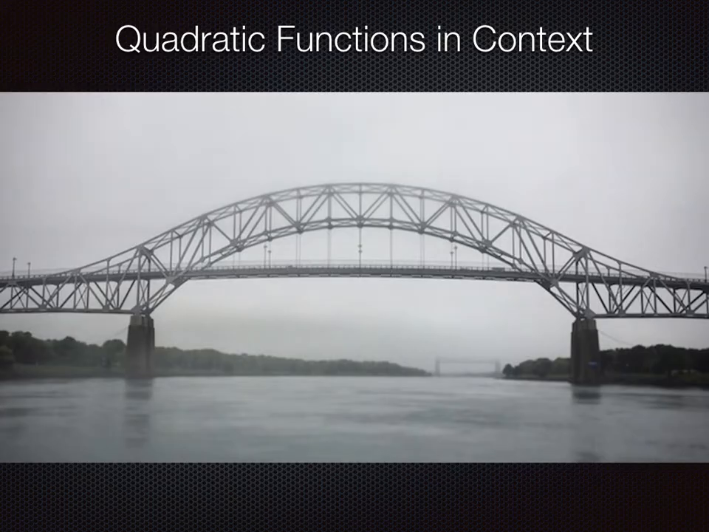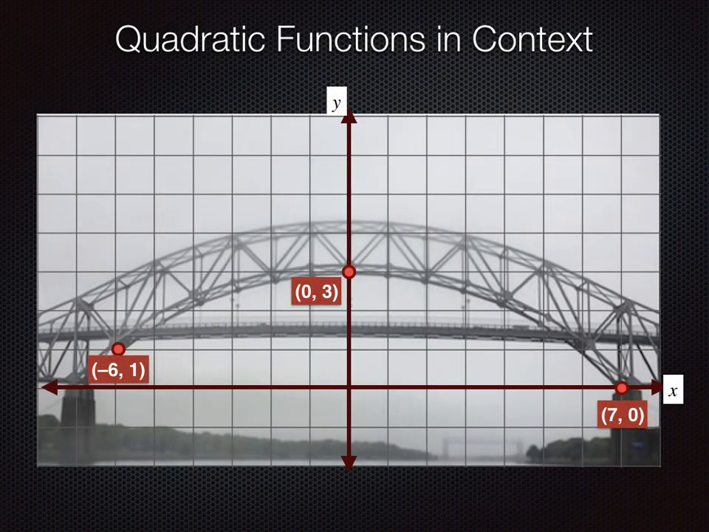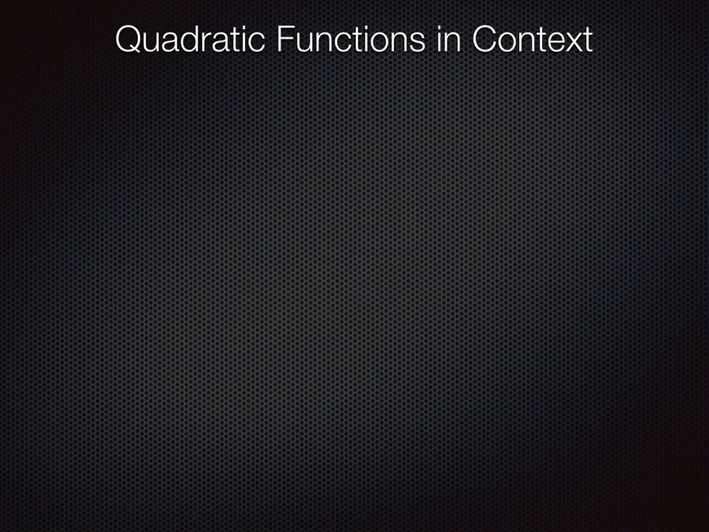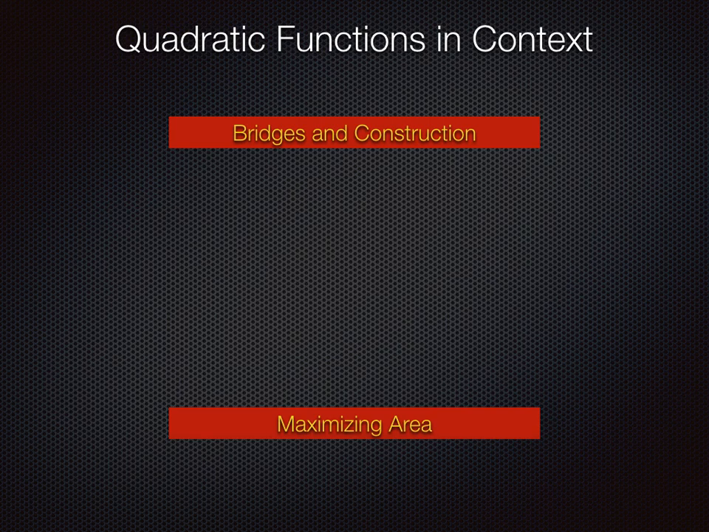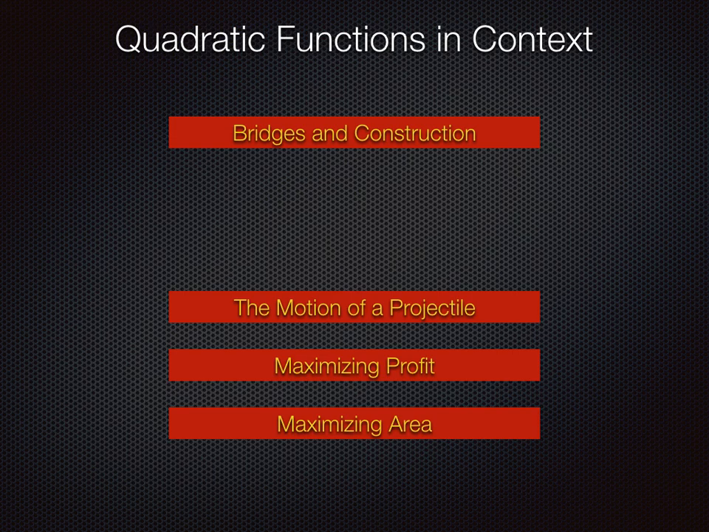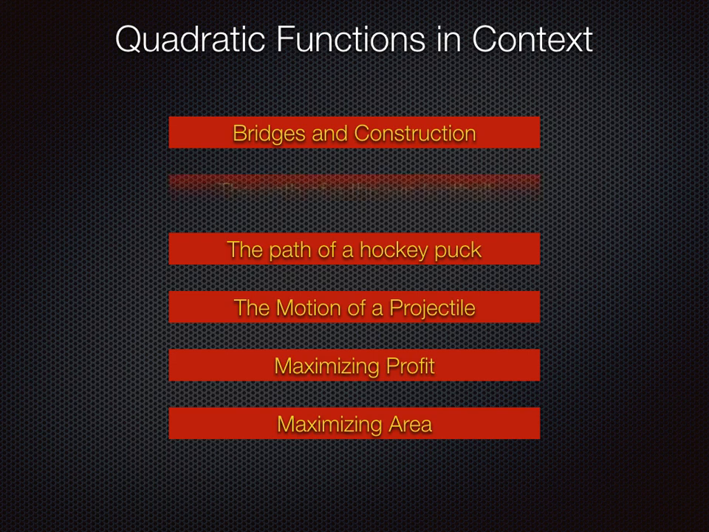Notice I could lay this bridge over a coordinate plane and find 3 or more points that lie on the graph. Turns out there is a unique quadratic function that would go through these 3 points. So let's just say that for context, definitely bridges are a familiar context for quadratic functions. Also, anything involving maximizing, whether area or profit. Motion problems, the motion of a projectile or a hockey puck as it travels in the air toward the net. The path of a thrown football. These are all examples of quadratic functions.